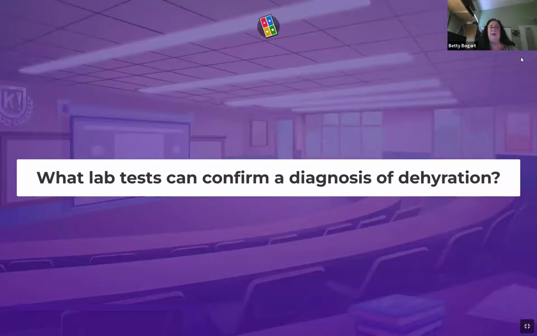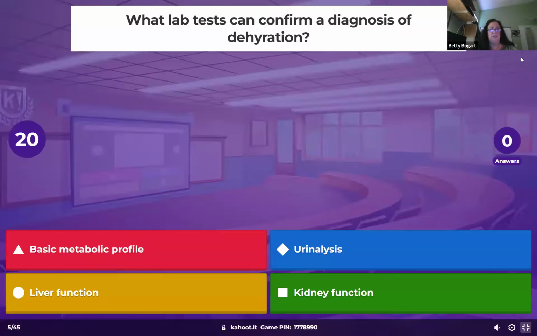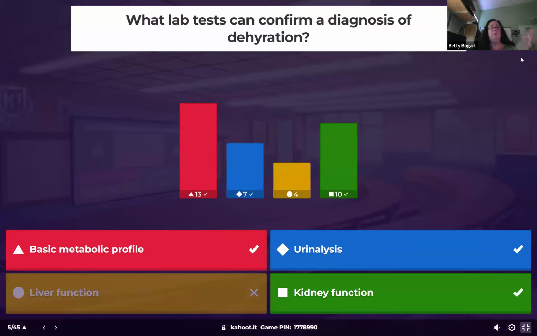Multi. What lab tests can confirm a diagnosis of dehydration? So you're going to do a basic metabolic profile. That's always what you're going to do. A urinalysis can show you what the specific gravity is, elevated, and of course kidney function, BUN, creatinine. Those will tell you also. Liver has nothing to do with dehydration.